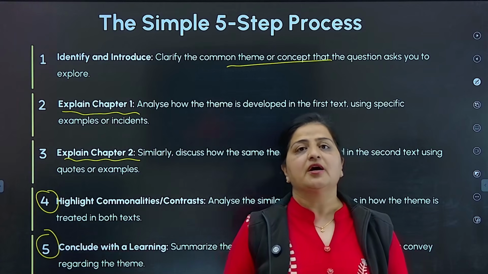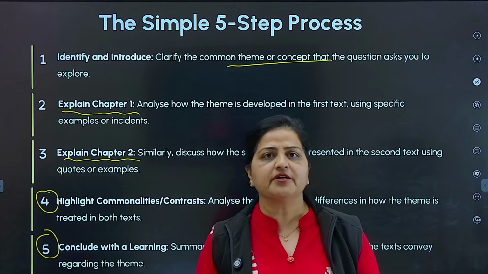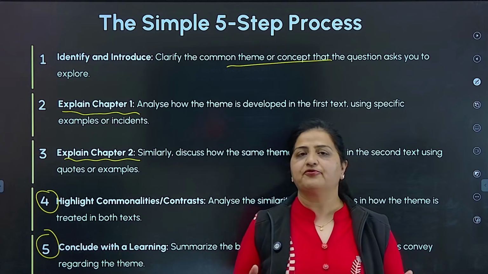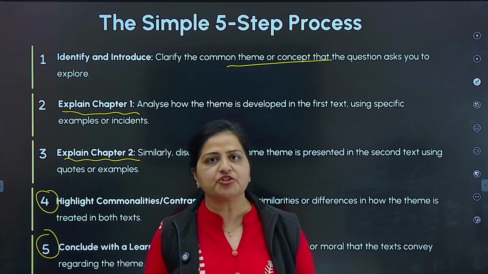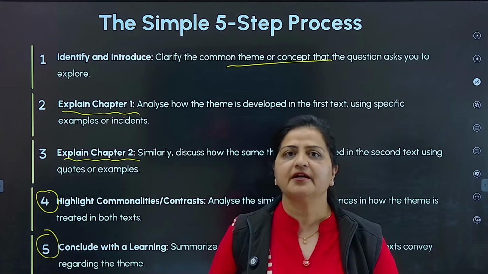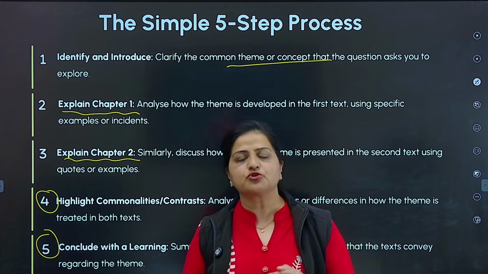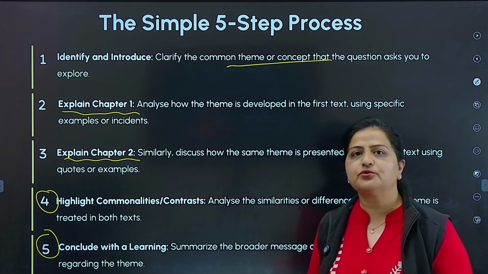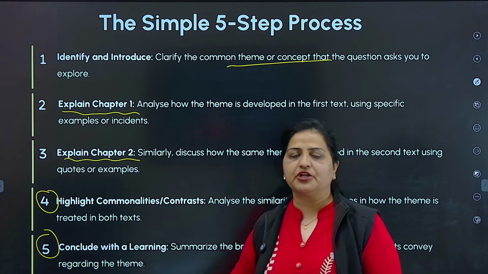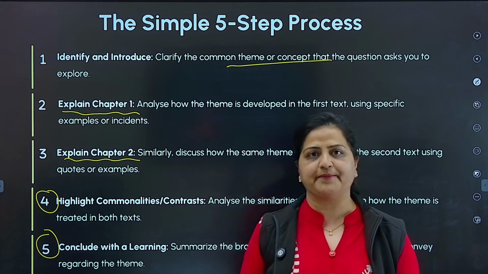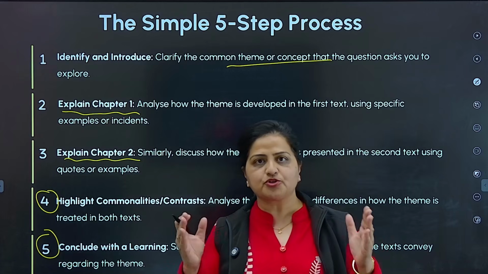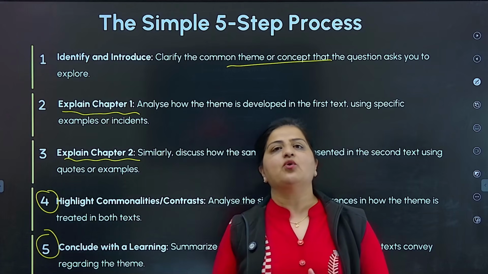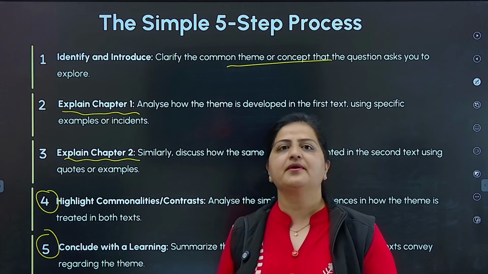And then the last step is to conclude. Now what do we mean by conclude? Here it means what you learned from the themes after reading both the chapters, your understanding or the message which the chapters want to convey. This is what you have to write in the conclusion, your learning from your chapters. So I hope you have understood the formula, and now we'll explain it step by step by taking an example.